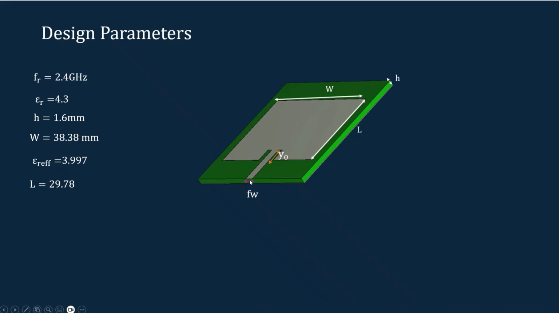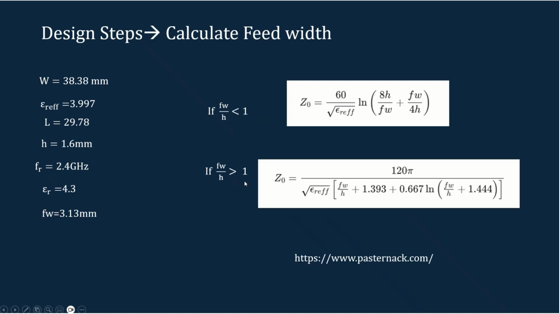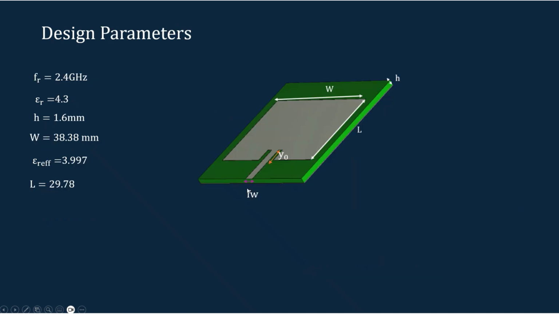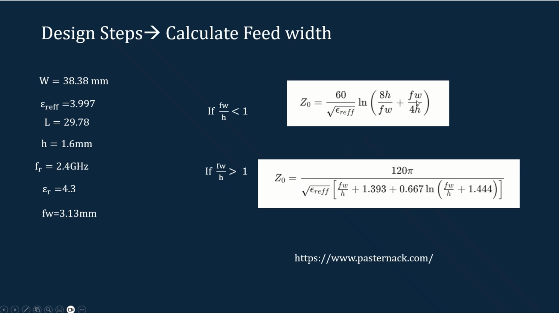Our next intention is to find the width of the microstrip line which is used to feed this patch antenna. Let's see how you can calculate the feed width. This is the calculation equation for the characteristic impedance with respect to feed width. I have taken the variable FW as the feed width dimension. Based on the feed width dimension, this is how the characteristic impedance is calculated.